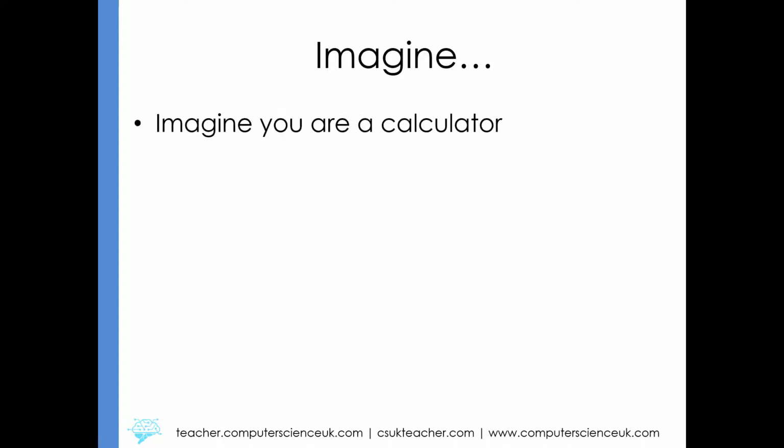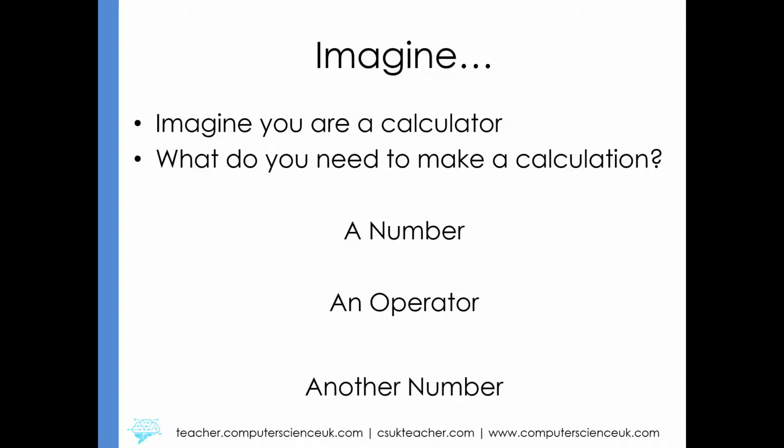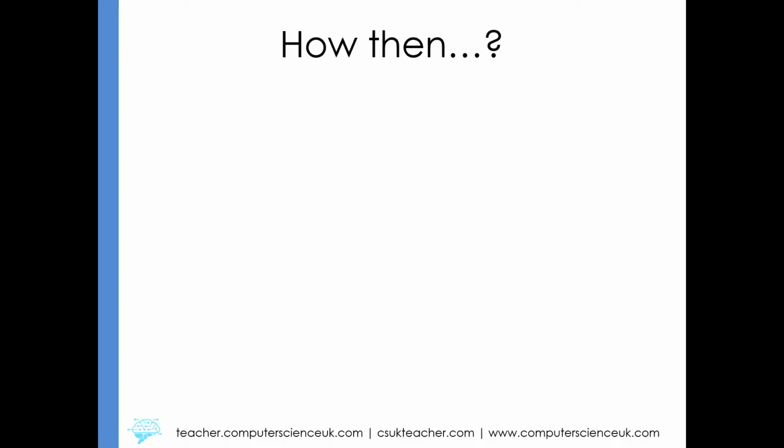So imagine that you're a calculator. What do you need to make a calculation? Well, you need to have a number stored somewhere in your mind. You need to have an operator, whether it's times, plus, divide, take away. And then you of course need another number somewhere stored in your memory, so that you've then got the 3 bits of data needed in order to carry out the calculation.